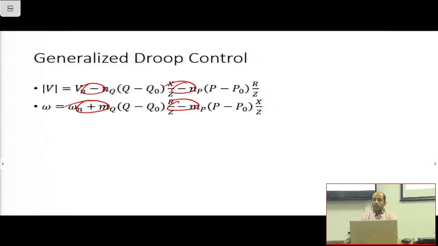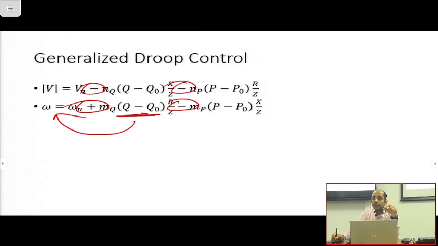Okay. Now why do we have a plus sign here? Because the nature is opposite. How does reactive power Q affect frequency?